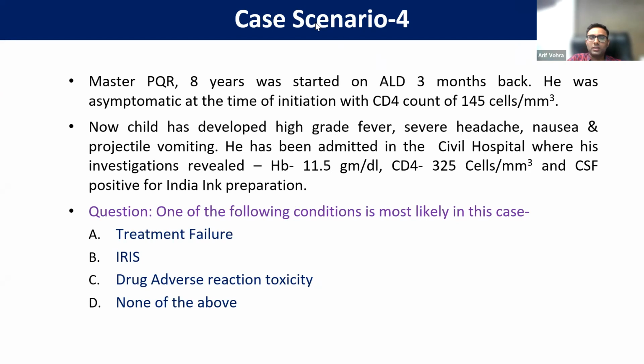So India ink preparation suggests cryptococcal meningitis. Now, which one of the following conditions is the child most likely to have in this case? Can anyone answer in the chat box? It could be a treatment failure, it could be IRIS, it could be adverse drug reactions, or none of the above. Can anyone answer in the chat box?